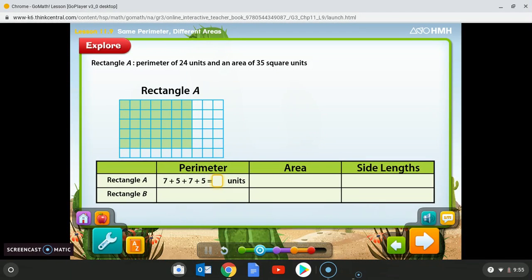So right now, I've got to check if that's the right perimeter. Do you know how? Adding. 5 plus 5 is 10. 7 plus 7 is 14. So 10 plus 14 is, hey, 24. That's the perimeter that we needed. So since the perimeter is 24, we already know that the area is 35 because we did 5 times 7 to get to 35. Now we know that the side lengths of rectangle A have to be how many units? 5 and 7.